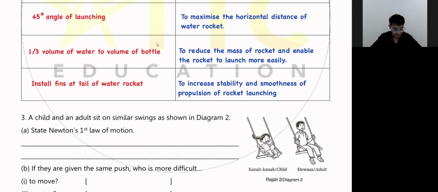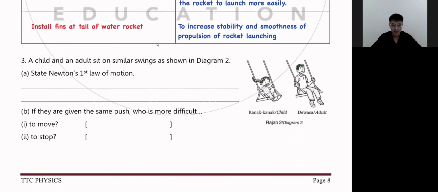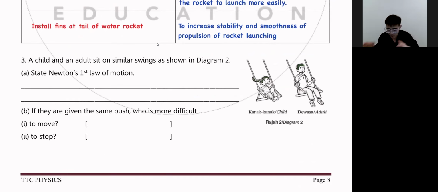So you look at question number 3. For this question, you look at the diagram first. If you look at the diagram, there is this thing called a swing. There are 2 persons playing on the swing, swinging on the swing. One is the child, another one is the parent, I guess. The adult is also swinging on the swing. So that's why the question also tells you, question number 3 says a child and an adult sit on a similar swing as shown in diagram 2.